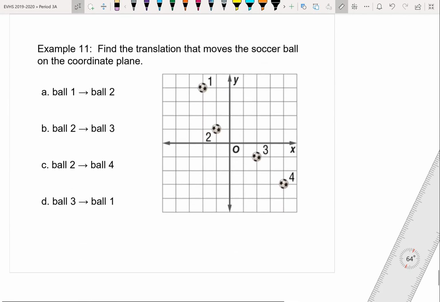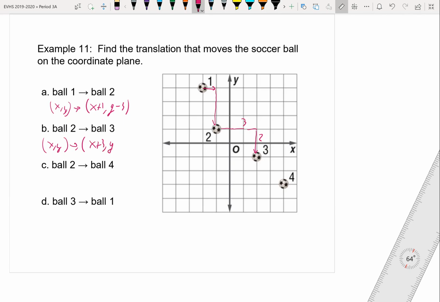And then find the translation that moves the soccer ball on the coordinate plane to the given places. To go from ball 1 to ball 2, well, it looks like we're going right 1 and then down 1, 2, 3. So that's xy moves to x plus 1, y minus 3. To go from ball 2 to ball 3, looks like we're going 1, 2, 3 over, and then down 2. So that's xy transforms to x plus 3, y minus 2.